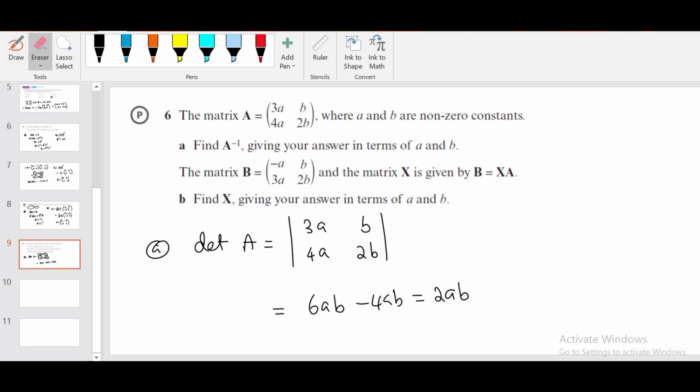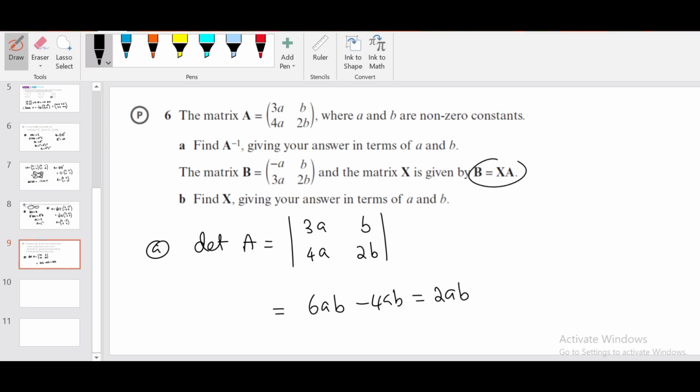Is it a singular matrix or non-singular matrix? Can you justify? What's your answer? It can't be a singular matrix, because a and b are non-zero constants. Yeah, non-zero. Yeah. Now we have matrix B given.